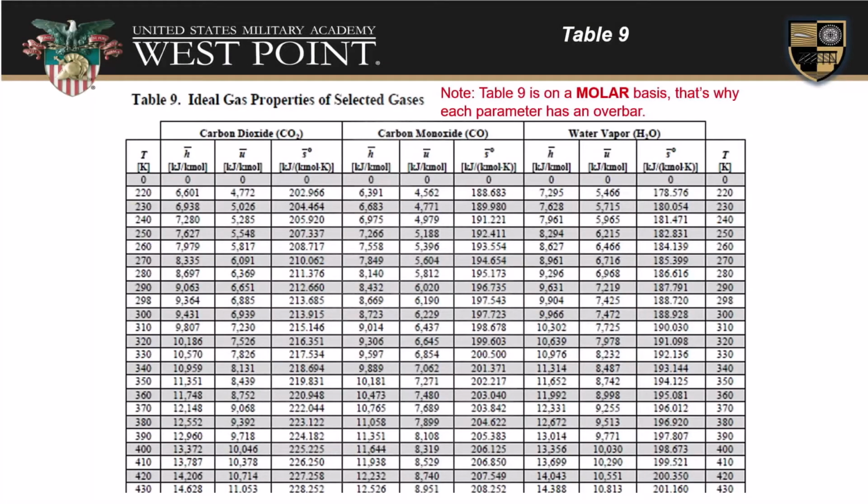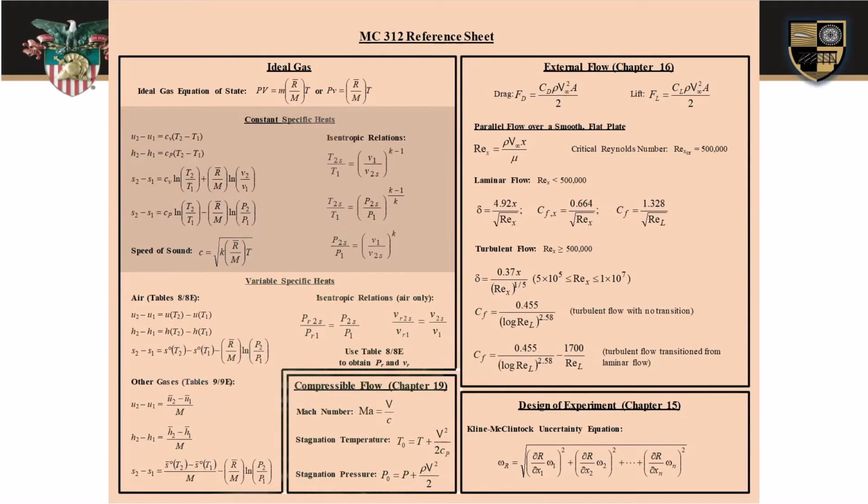Next, we have table 9, the ideal gas properties of selected gases other than air. Just a reminder, the units are on a per molar basis. Make sure you do a proper unit conversion if needed. All right, let's now look at our 312 RDC, just a reminder of where we'll be getting our equations for today. We are dealing with an ideal gas, so we'll only need equations from the ideal gas block. And we'll be using both the constant specific heat equations and the variable specific heat equations today.